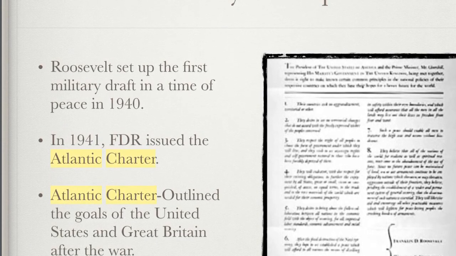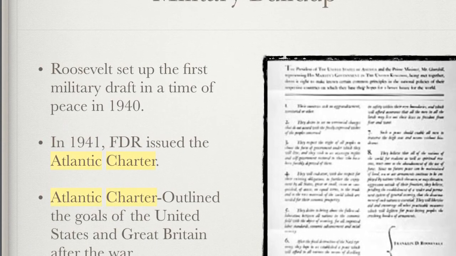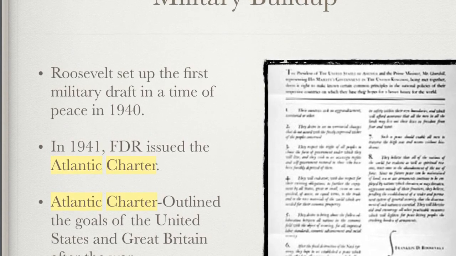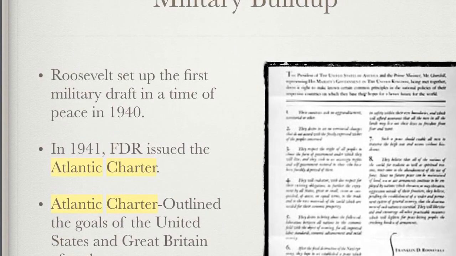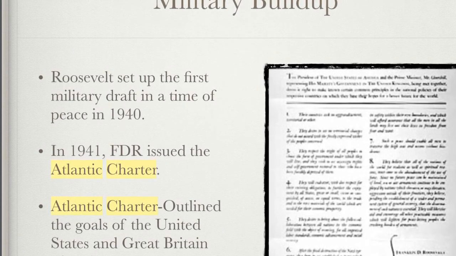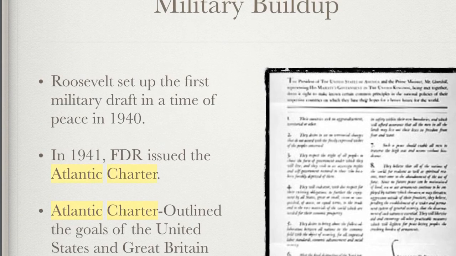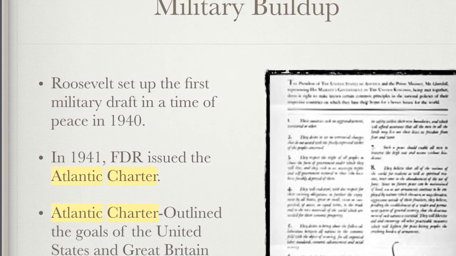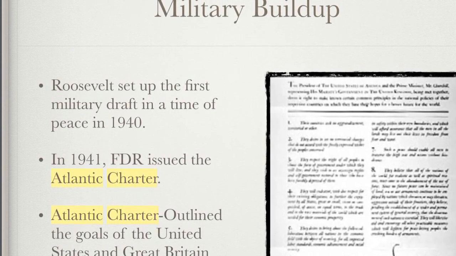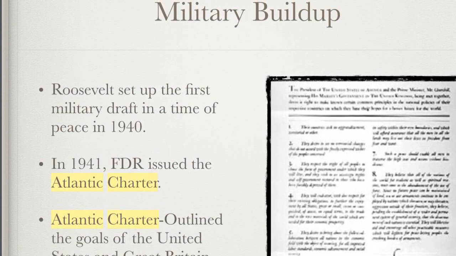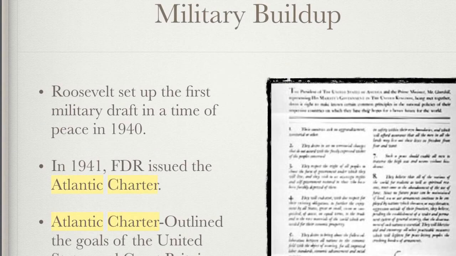Also, in 1941, Roosevelt and Winston Churchill implemented the Atlantic Charter. And the Atlantic Charter was a document that outlined the goals for the United States and Britain after the war. And one of these goals included an international peace organization, kind of like the League of Nations, but this one Roosevelt and Churchill hoped would actually work and keep the peace.